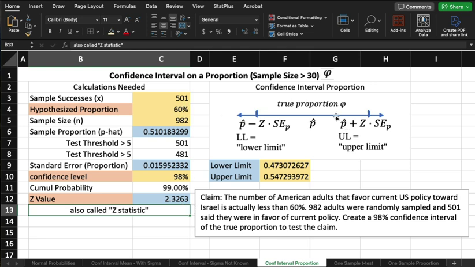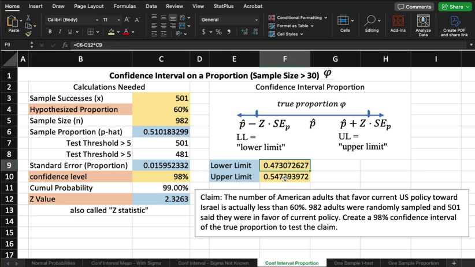So the true proportion of adults who favor current U.S. policy towards Israel is going to be somewhere between the lower limit and the upper limit that we're going to calculate here. And the lower limit is given as your p hat minus your margin of error. And the margin of error for a proportion is z times SE, p.